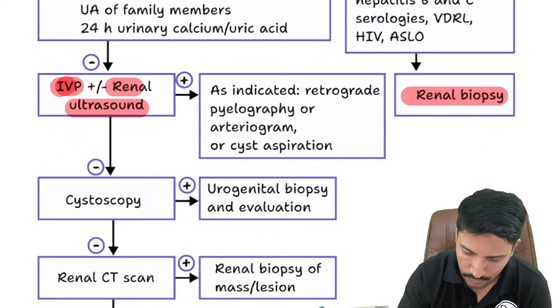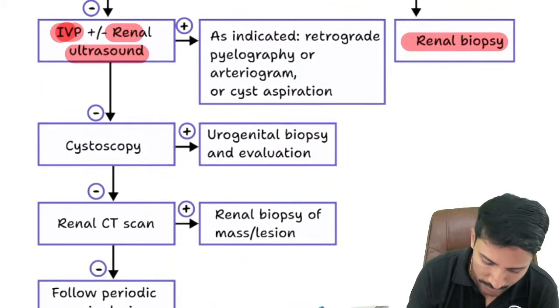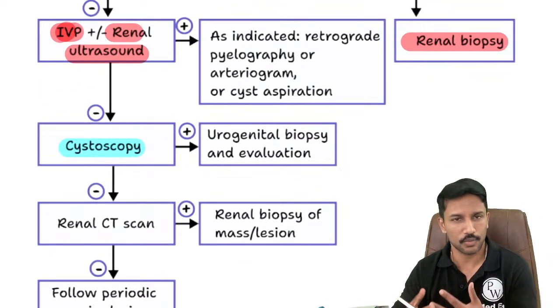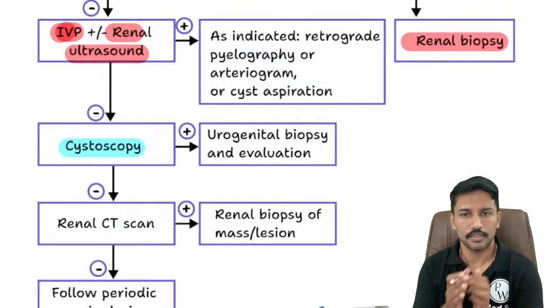Okay. Now in the algorithm, I will also find that cystoscopy is recommended. What is cystoscopy? If ultrasound is not able to find anything, and intravenous pyelogram is not able to find anything, cystoscopy is recommended.